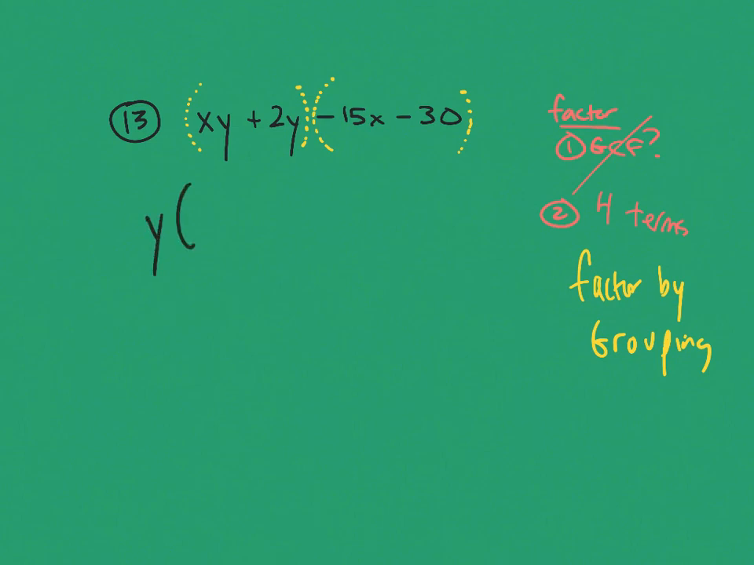And then just looking at the first group, so take out a y, and then we're left with the x on the first term. Take a y out of the second one, and you're left with a 2. And here we can take out 15, and in this case, a negative 15. Then we're left with x. And if you take out negative 15 from negative 30, you're left with a positive 2. Negative 30 divided by negative 15, positive 2.